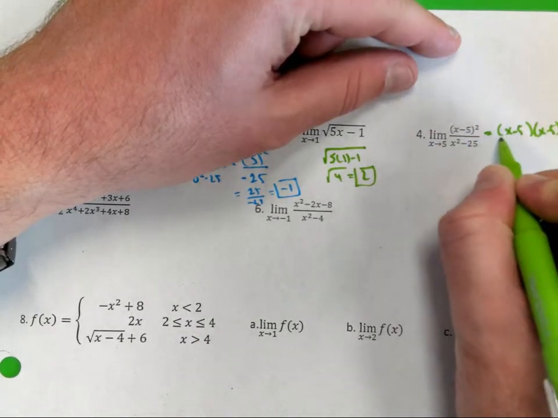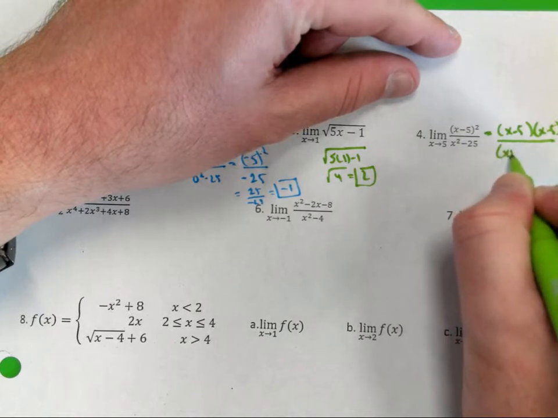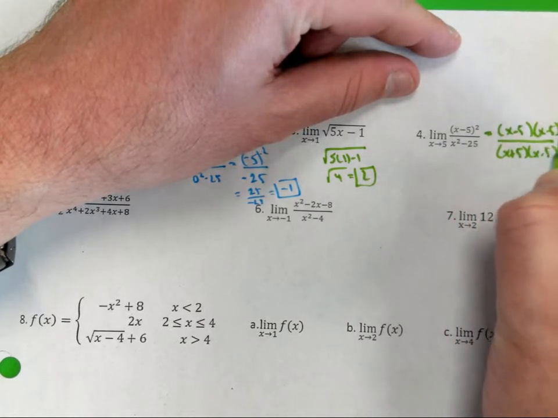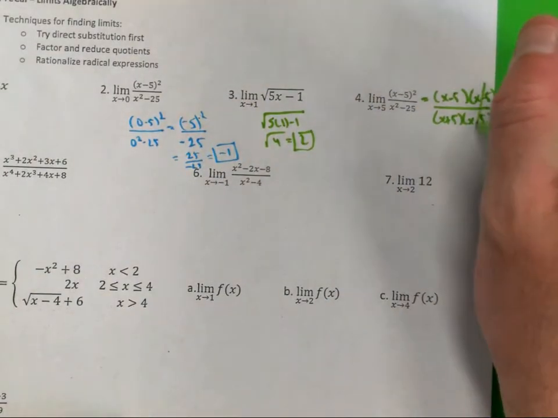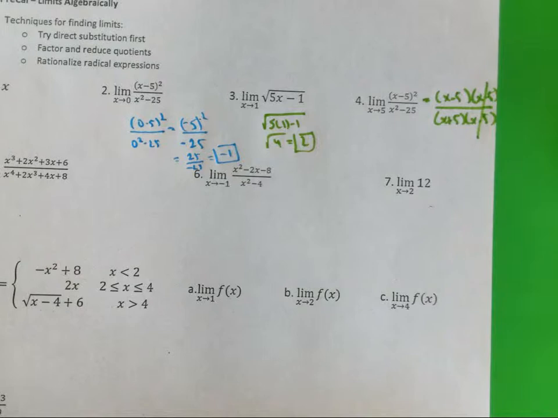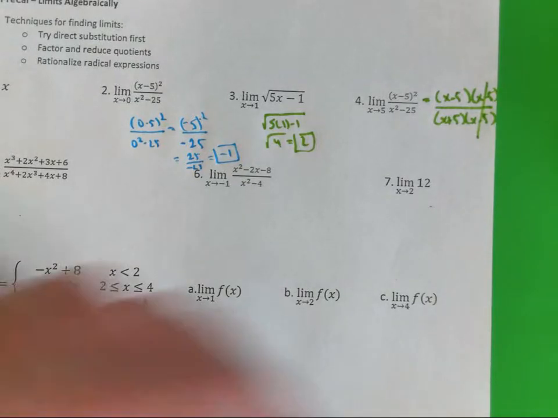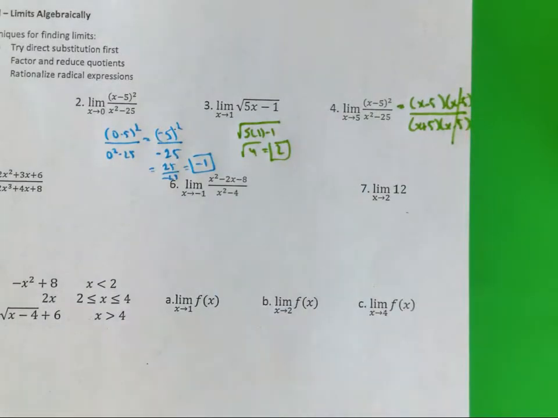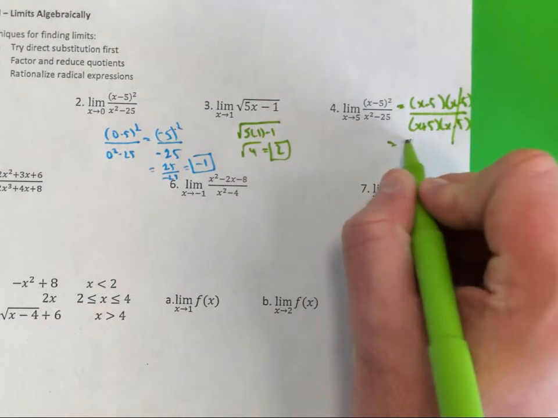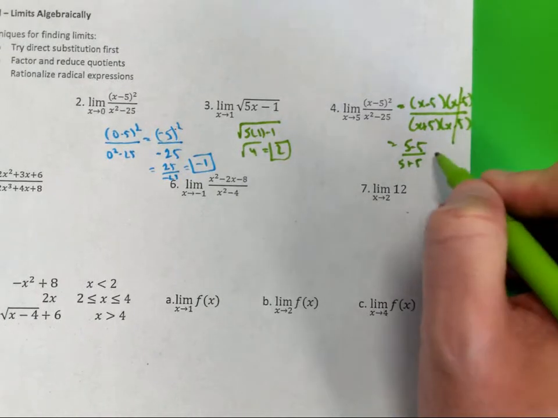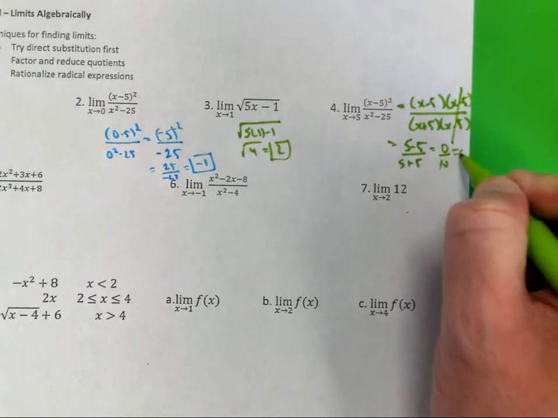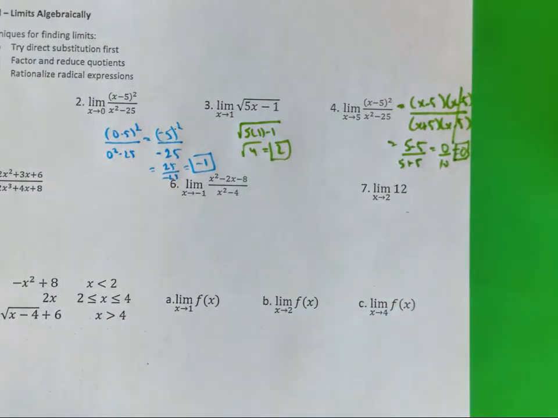x minus 5 squared is x minus 5 times x minus 5. Difference of squares on the bottom. I can cancel these out. Now I'm going to plug 5 back into it. What's 5 plus 5? So I got rid of that 0 in the denominator, and now you can do direct substitution. So what's 5 minus 5 in the numerator? Is it okay to have 0 in the numerator? Yes. 5 minus 5 is 0 over 10, which is equal to what? 0. That's your answer.